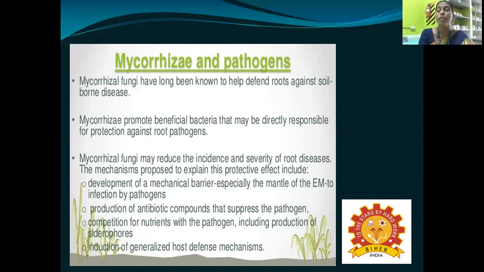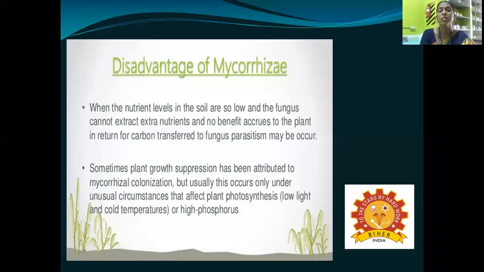The second point is the protection by antibiotic compounds. When any pathogen enters, the antibiotic compounds immediately inhibit the activity and entry of the pathogens. Here also, the antibiotic compounds suppress pathogen growth. The next point is competition for nutrients with the pathogen, including the production of siderophores. And the last point is induction of generalized host defense mechanisms. Host means the plant itself, with its defense mechanisms against the pathogens. So this is the relationship.